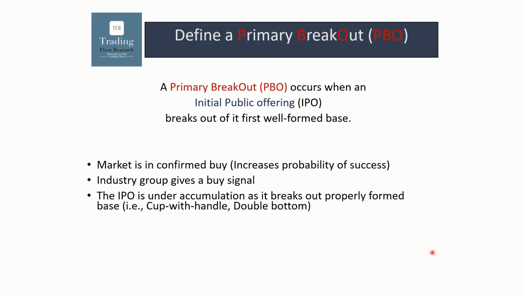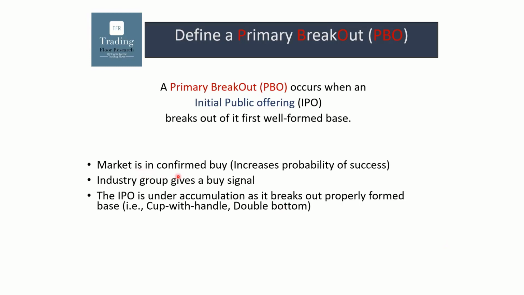Let's go ahead and define what I term a primary breakout. A primary breakout occurs when an initial public offering, or an IPO, breaks out of its first, and here's the key right here, well-formed base. So what do I mean by a well-formed base? There are three areas that I really focus on in a well-formed base.